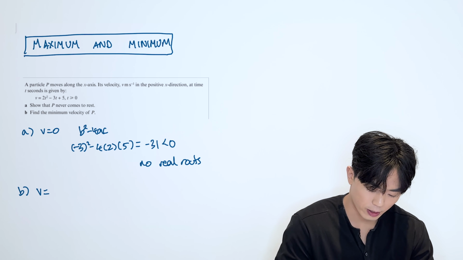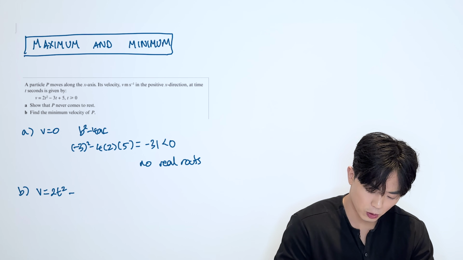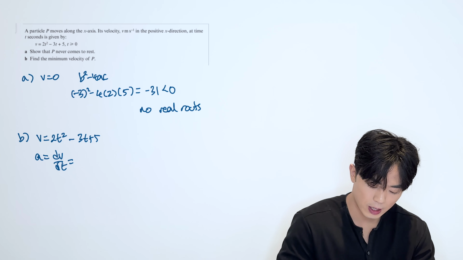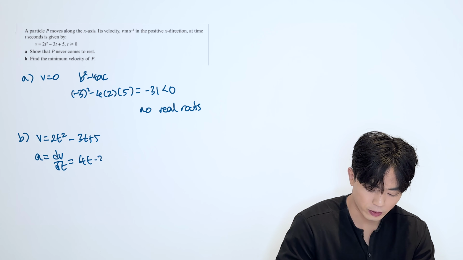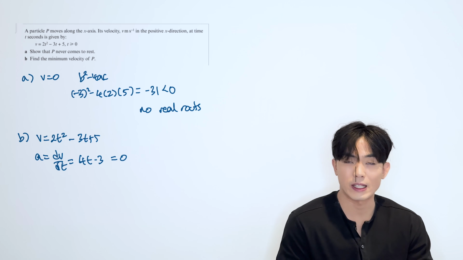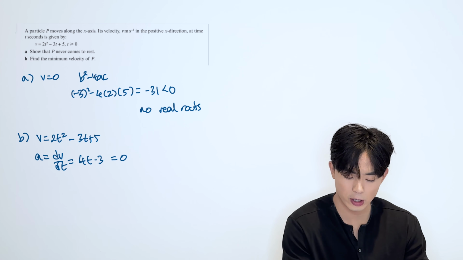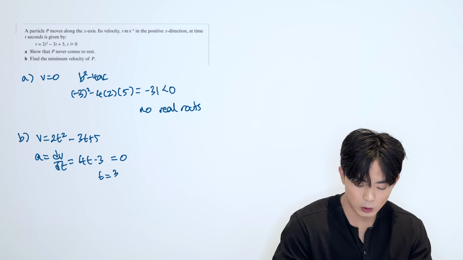So what I can do now is I can say, if v is 2t squared minus 3t plus 5, I'm now going to find the acceleration function by differentiating the velocity function. This will give me 4t minus 3. And I'm going to equate this to 0, right? But if it's a minimum, it means the derivative, i.e. there's no more acceleration. If I solve for t, it will give me 3 over 4.